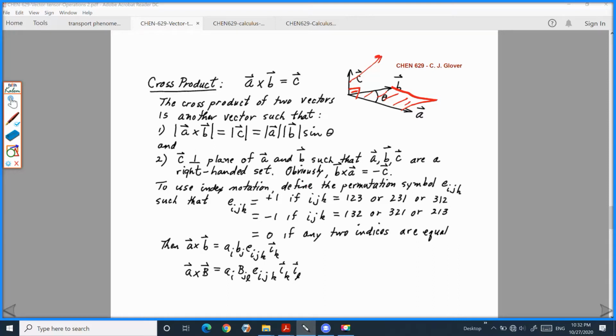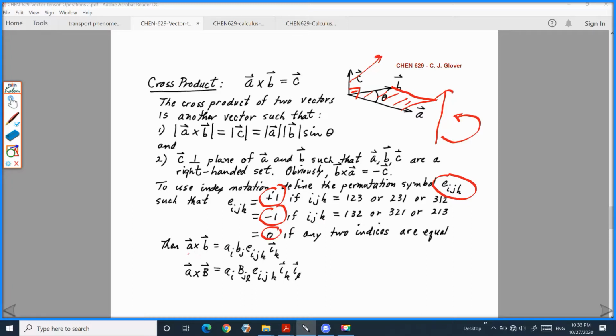To use the index notation, we should define the permutation symbol. Let's call this the permutation symbol here. The result of the permutation symbol is plus 1 if ijk get the order 1, 2, 3. We call this the right hand rule, like this. And 2, 3, 1 and 3, 1, 2 also give the result plus 1. It gives the result minus 1 if you obtain the order ijk as 1, 3, 2, 3, 2, 1 or 2, 1, 3. And otherwise, it gives the result 0.